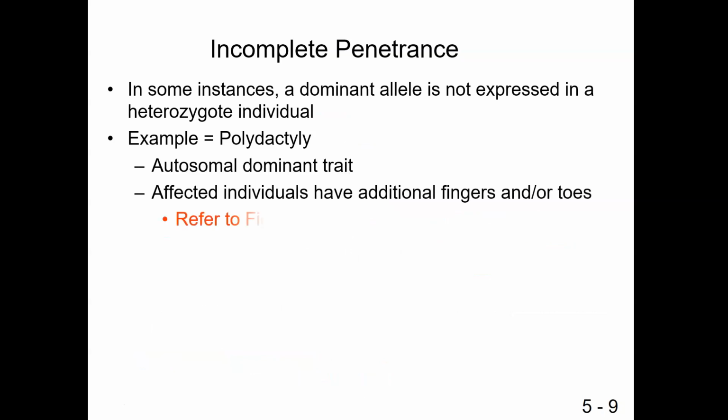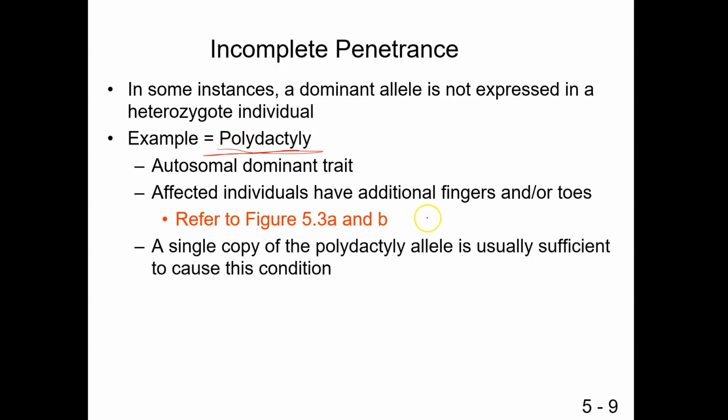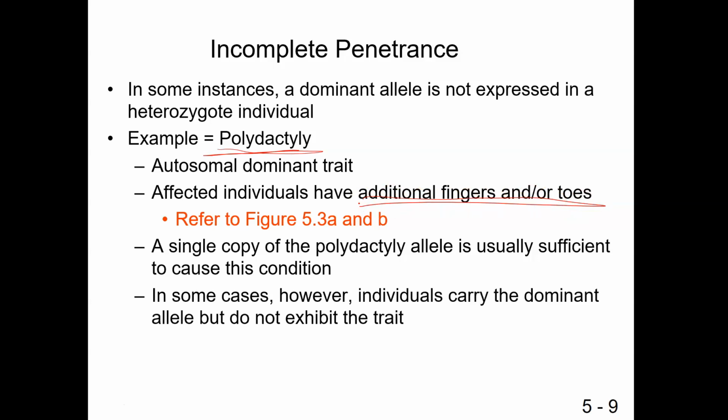So many populations have traits that are incompletely penetrant, especially for extreme traits. An example of this is polydactyly, a situation where an individual has additional fingers and/or toes. You will see this in humans. You also see it in cats, and I've seen it once in rabbits. It's kind of cool. Polydactyly itself is an autosomal dominant trait.